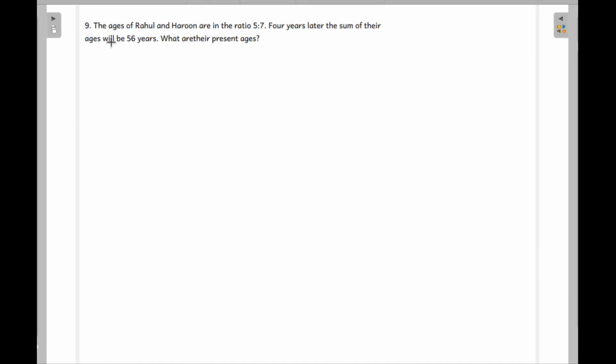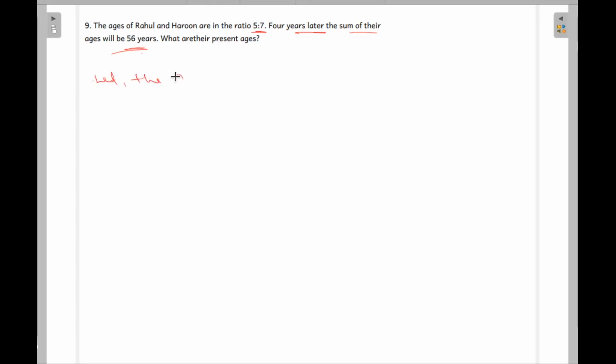So now, age problem. The ages of Rahul and Harun are in the ratio 5:7. 4 years later, the sum of their ages will be 56 years. What are their present ages? The ages of Rahul and Harun are in the ratio 5:7. So how to take it?